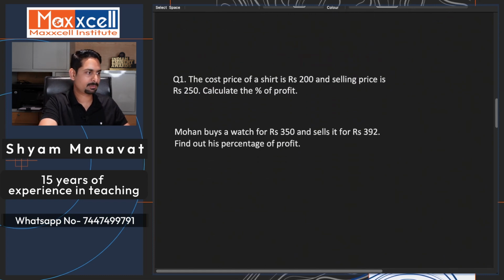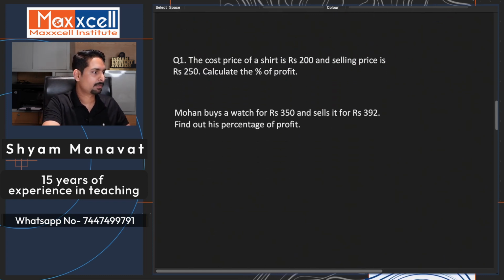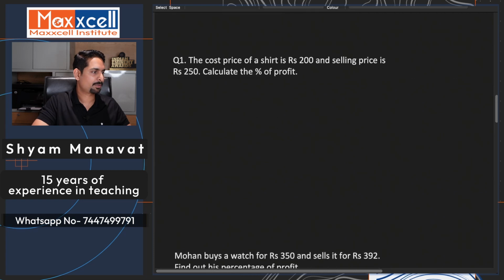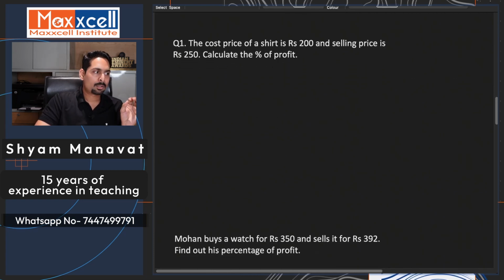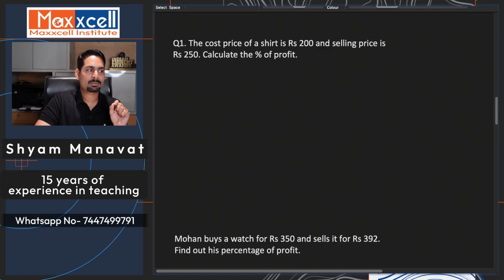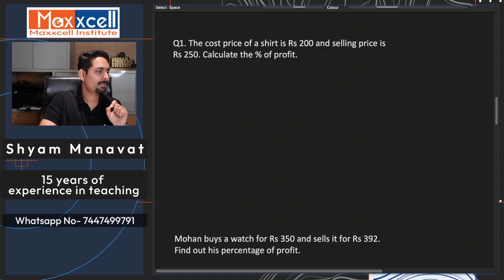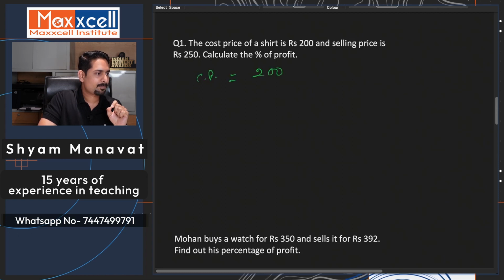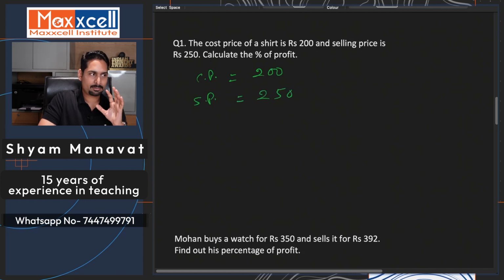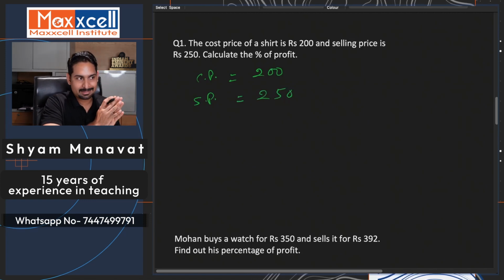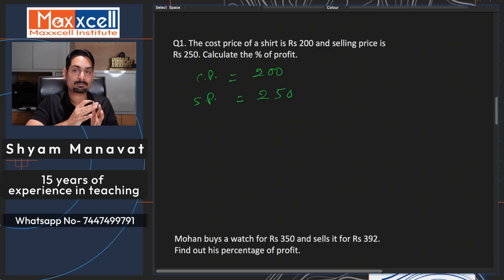Let's apply this formula in a few questions. Cost price of a shirt is 200 rupees. Selling price is 250 rupees. Calculate the percentage of profit. So cost price is 200, selling price is 250.